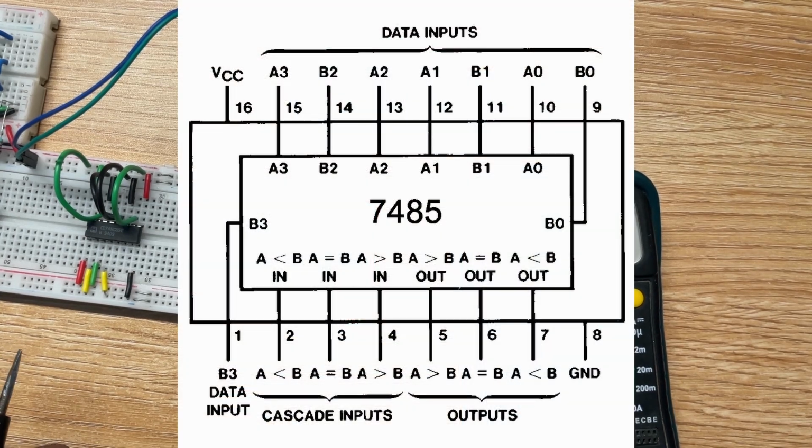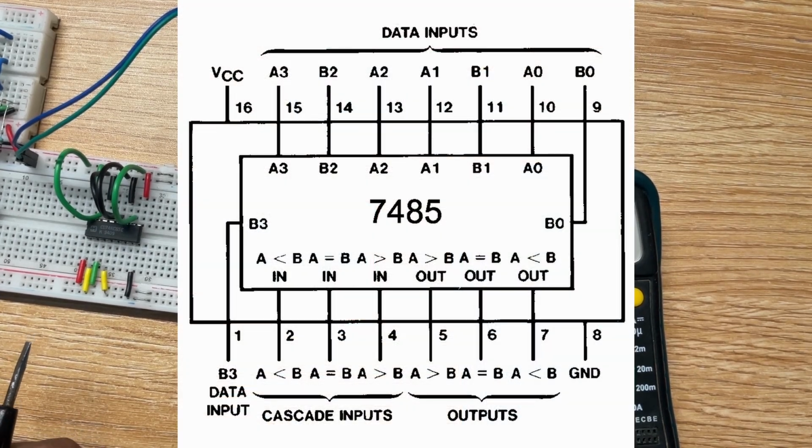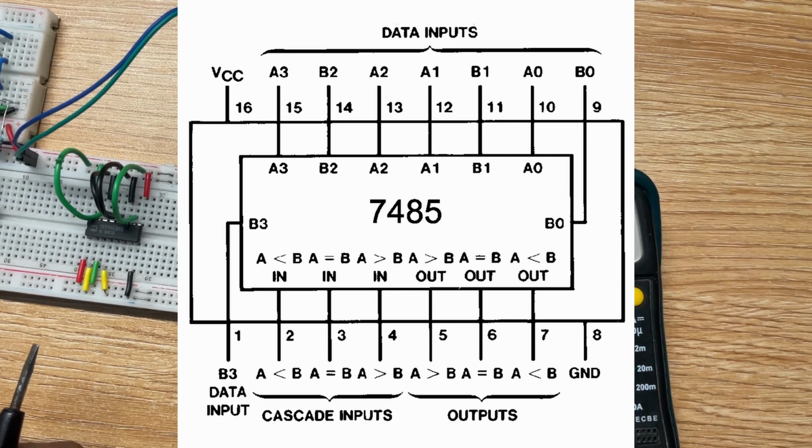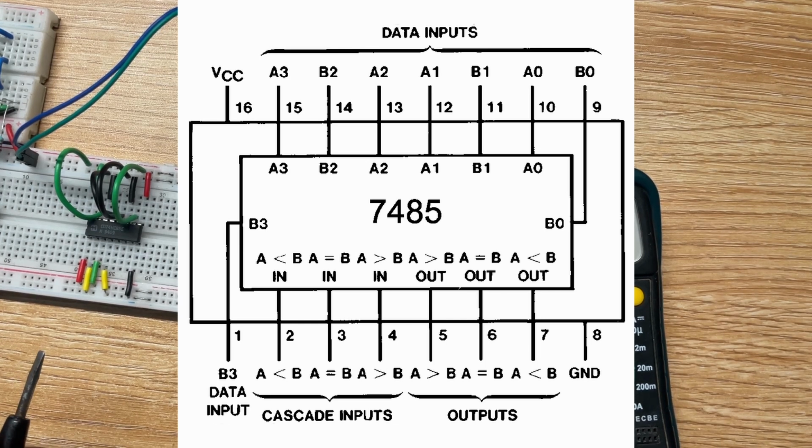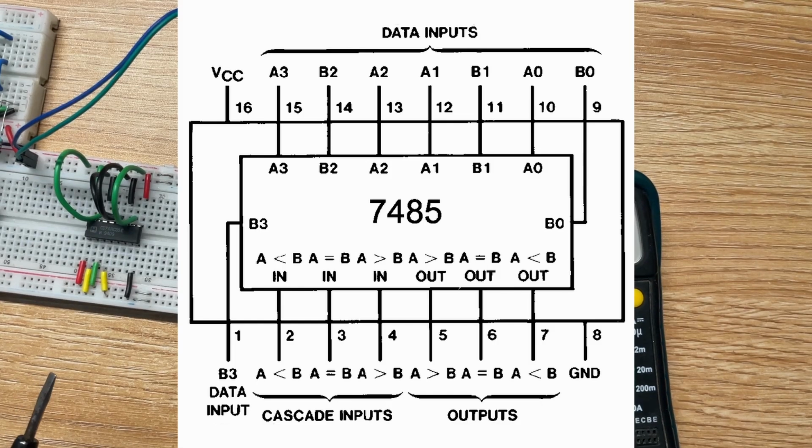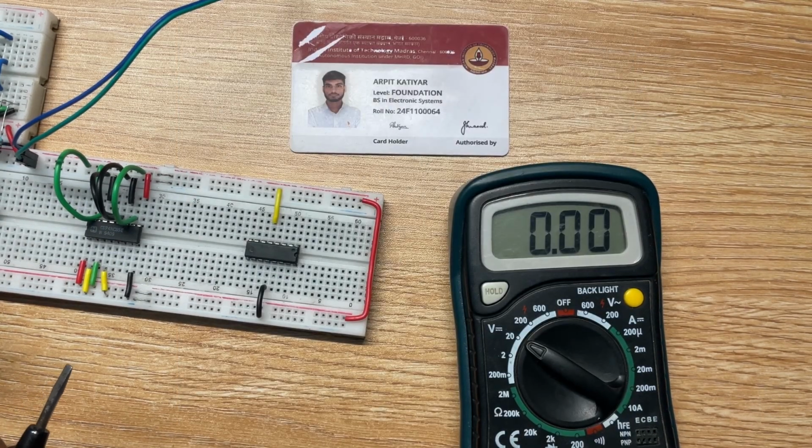As you can see in the picture diagram, this is a 16 pin IC. Pin 8 is ground and pin 16 is VCC. Here A0 to A3 is a 4-bit binary input, and B0 to B3 is another 4-bit binary input. Pins 2, 3, and 4 are the cascade input pins, and pins 6, 7, and 5 are the cascade output pins. So let's jump to the physical and test this comparator.